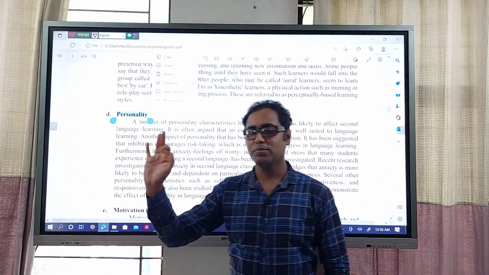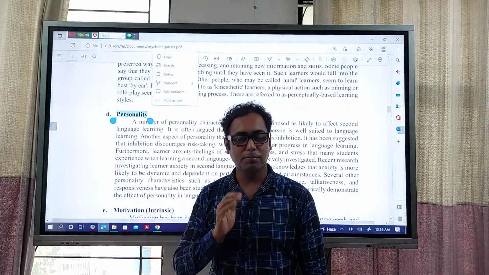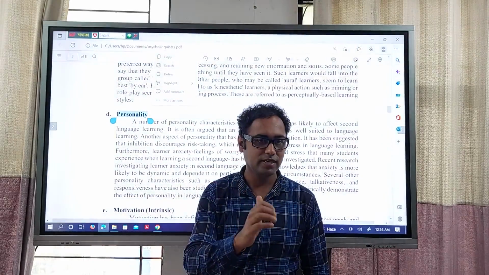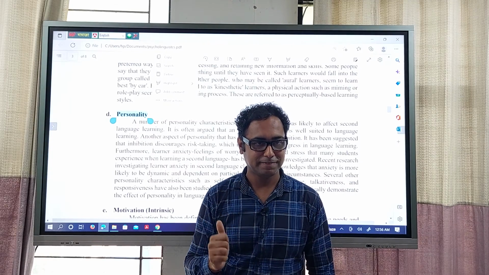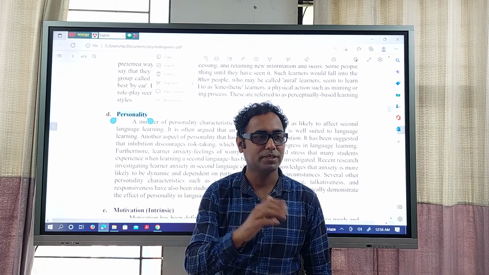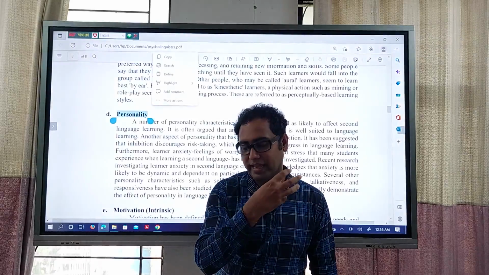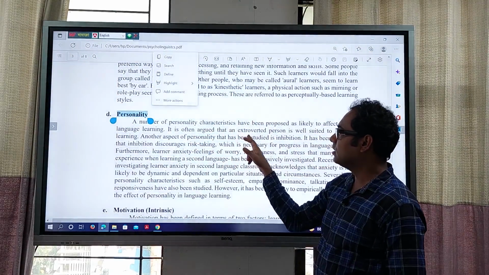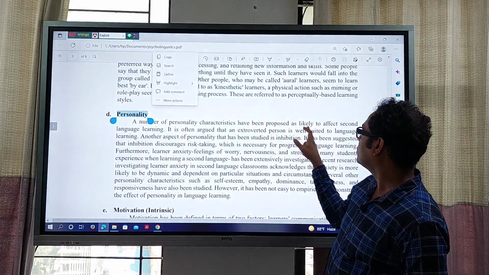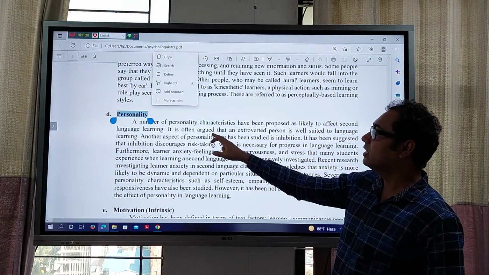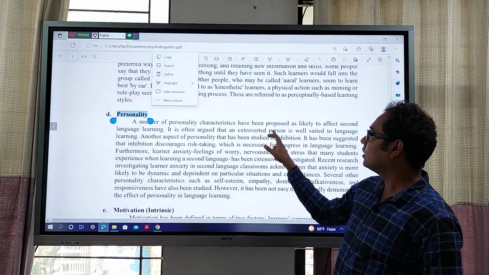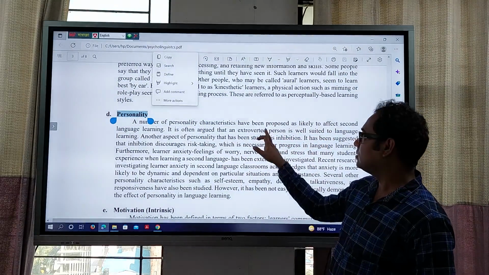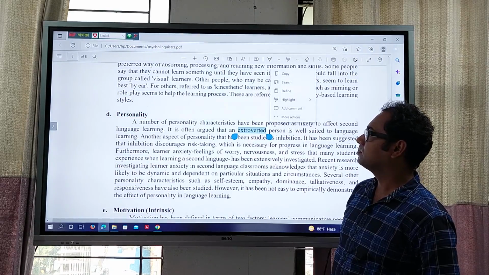There are various types of personality. Some people are strict, some people are angry, some people are very friendly, some people are very much smiling, some people are easily acceptable, some people are extrovert, some people are introvert. So, have a look here. A number of personality characteristics have been proposed as likely to affect second language learning. It is often argued that an extroverted person is well suited to language learning. So, what is this? Extroverted person.